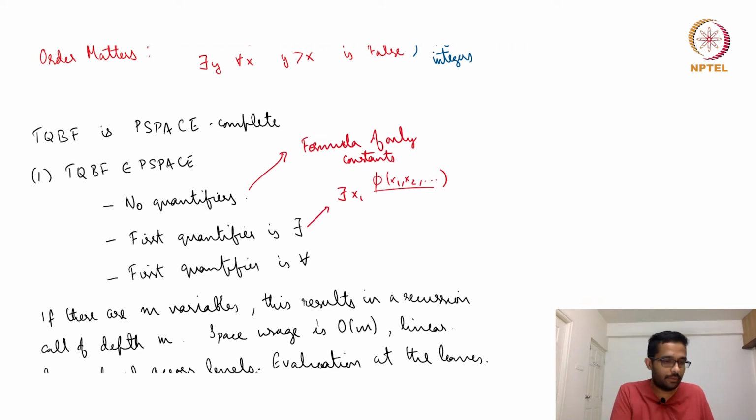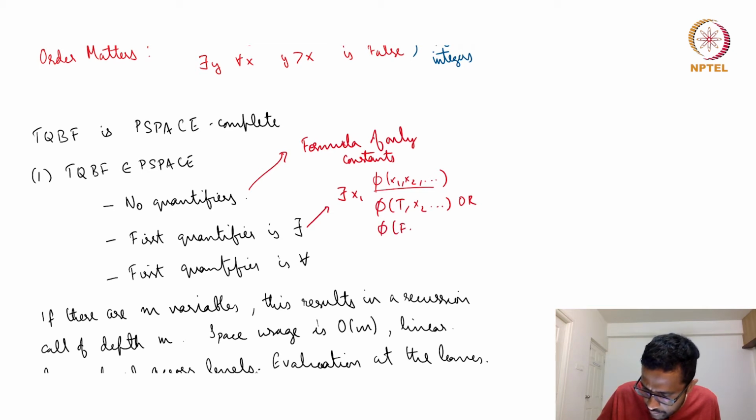So you will check either is phi true with x1 set to true, x2, x3, etc., or is phi true with x1 set to false, x2, etc. Is one of these true, because both of them are TQBF instances. So again it's a recursive thing.